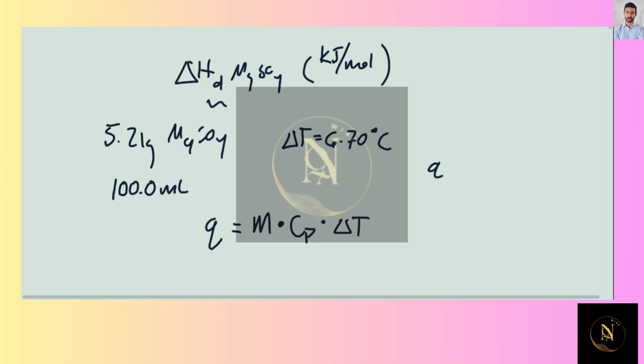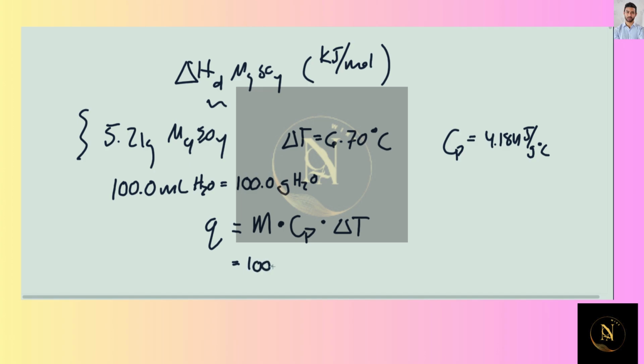So we need CP, which they give us for water as 4.184 joules per gram per degree C. And we need the mass of the water. They told us it was 100 milliliters, but they also tell us we can assume that the density of water is 1.0 gram per milliliter, which means we had 100.0 grams H2O. With this information, we should be able to calculate Q and get the heat that was released when we dissolved 5.21 grams of magnesium sulfate.